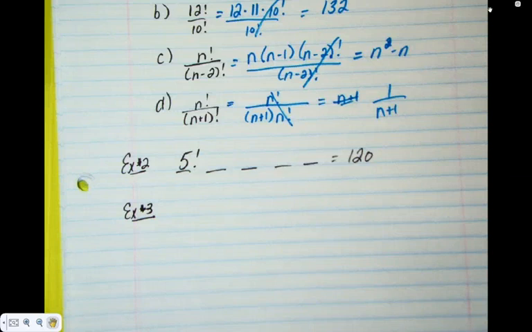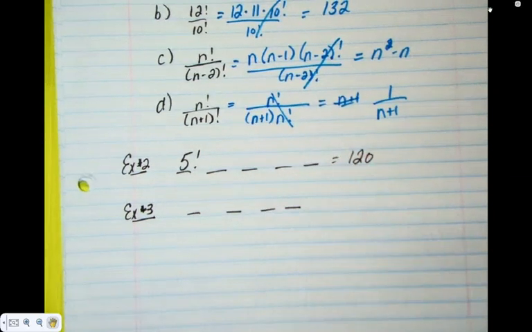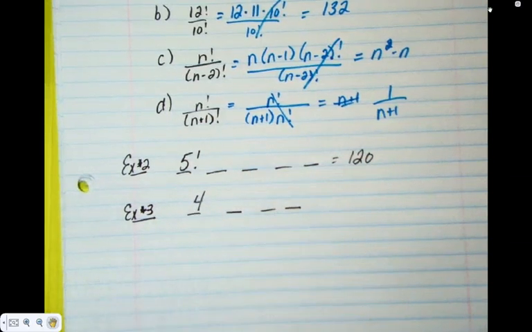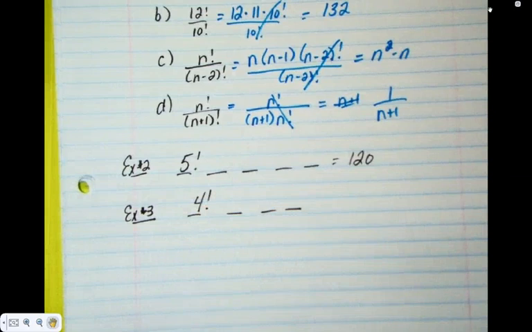How many blanks? How many choices for the first spot? How many choices for the next spot if we can't repeat? And then, so the short way, 4 factorial.